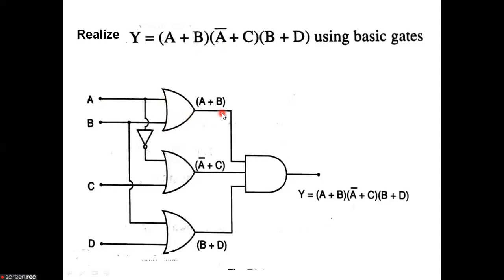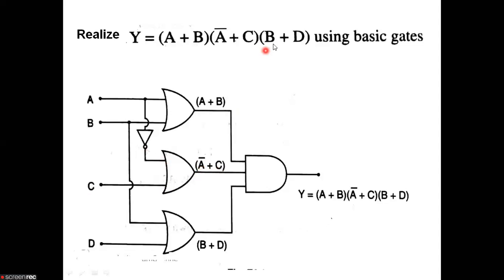Okay. Next is A bar plus C. Now this one, see A bar. A bar means there will be an inverter. So from here, the output here will be A bar. This is A bar. Next C is going as the input. So the output is A bar plus C.